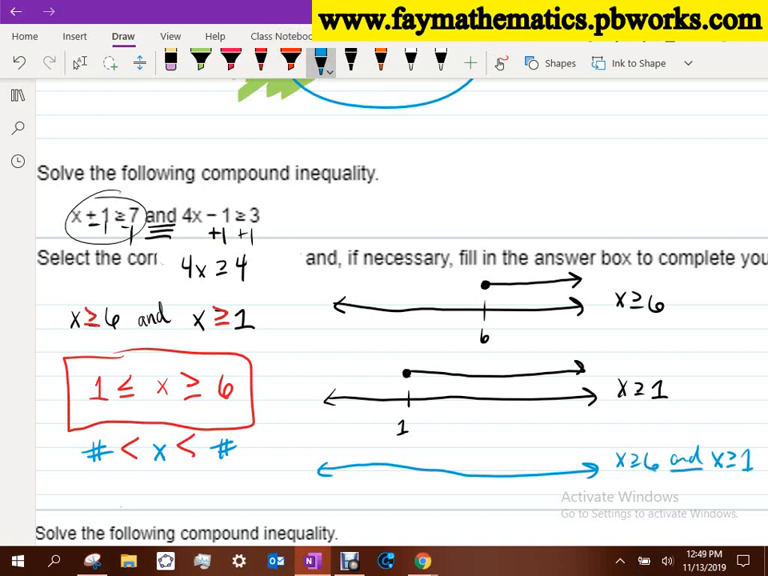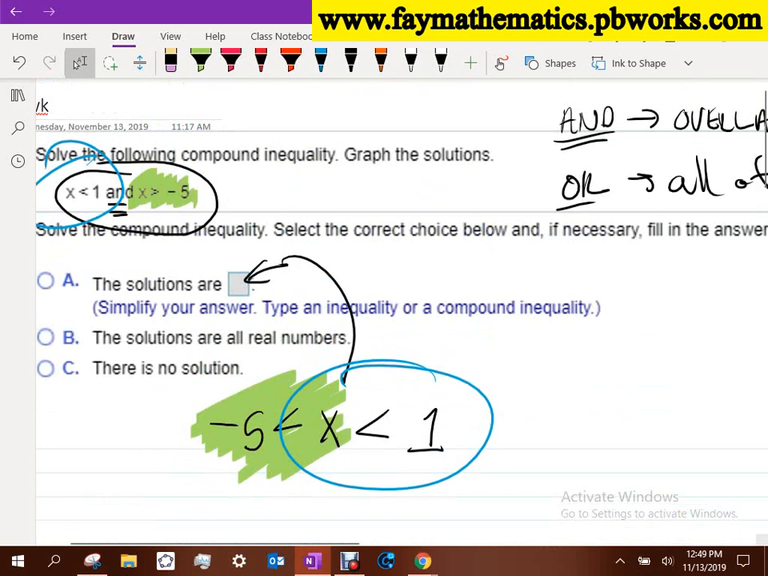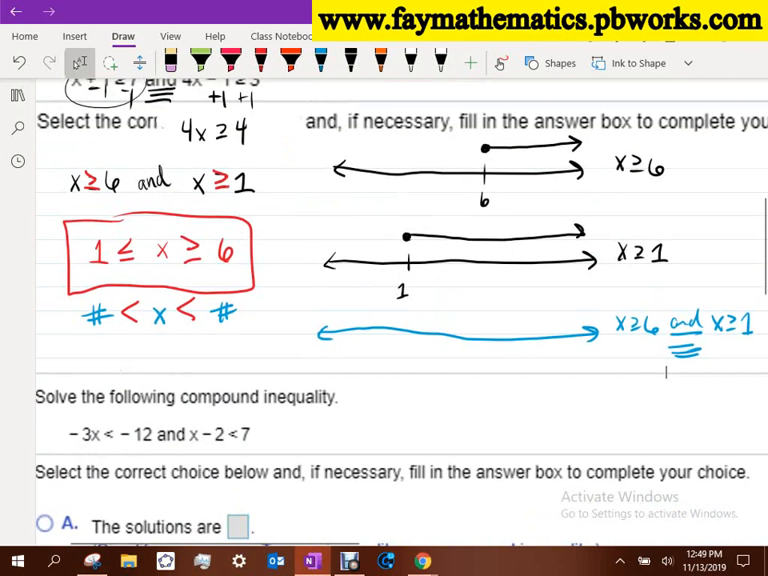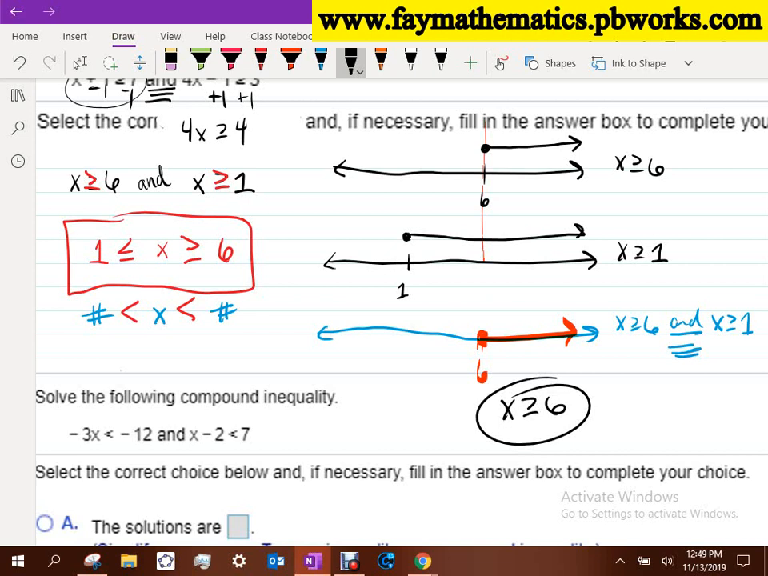Well, what does "and" mean? Go back up to the beginning. "And" is the overlap, right? Where do these things start overlapping? Right there. Right at 6, right? Yeah. Does that make sense? So when I graph the overlap, I start at 6, and I'll graph that way. Well, how do I describe that answer right there? Greater than or equal to the number. X is greater than or equal to 6, right?